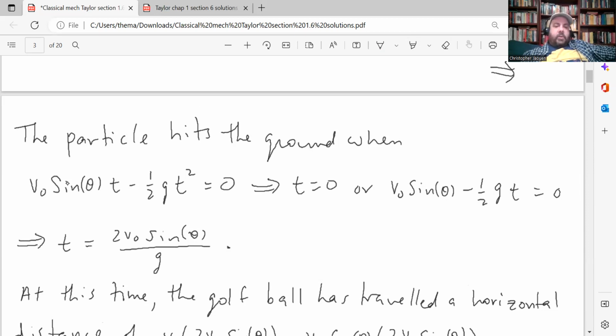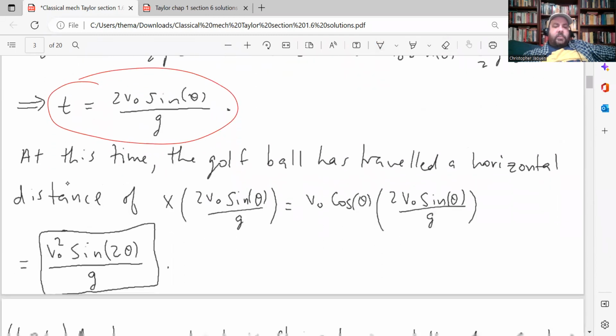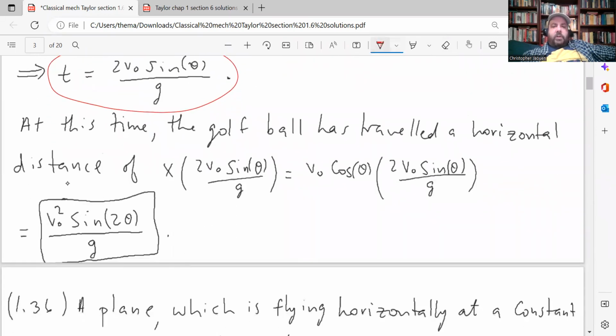Solve that quadratic equation, which hopefully everyone knows how to do at this point, so I won't go through that. You get this as the solution. And then plug that in for t and for the x component, and that tells you how far the golf ball traveled after that time.